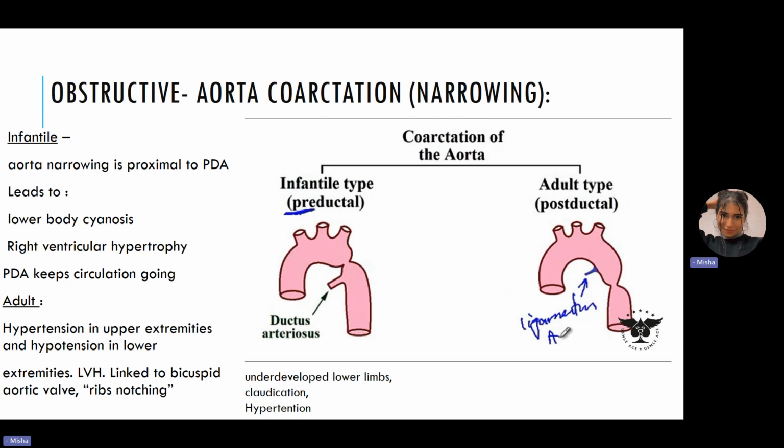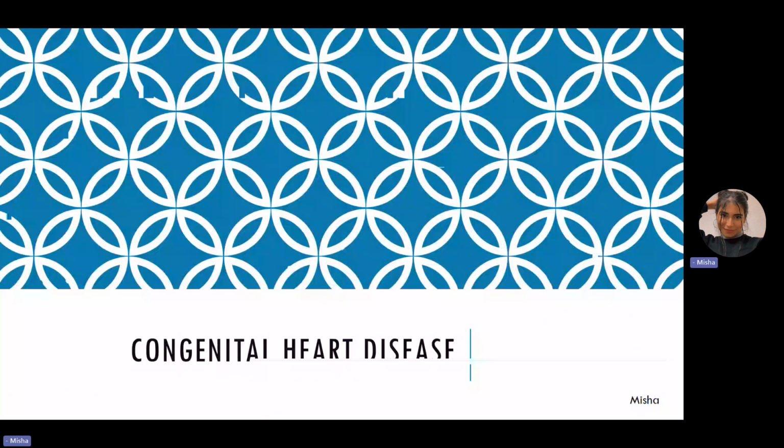Now, in infantile, what happens is that the aortic narrowing is proximal, like you can see, it's proximal before the ductus arteriosus, the patent ductus arteriosus. They are related, okay? If there's a patent ductus arteriosus, normally it's related to the aortic coarctation. Thus, after the narrowing, the blood shunts from the pulmonary artery along the patent ductus arteriosus into the aorta. And this is after the coarctation, right?